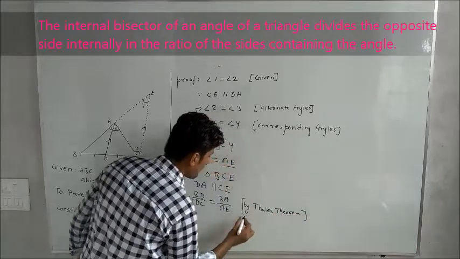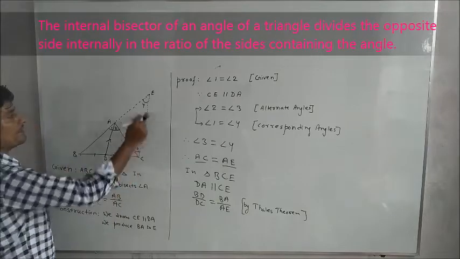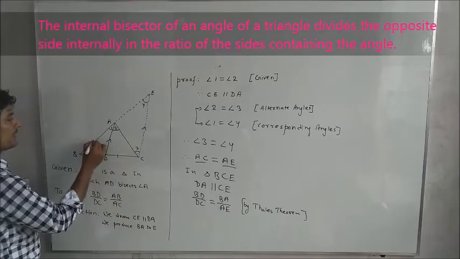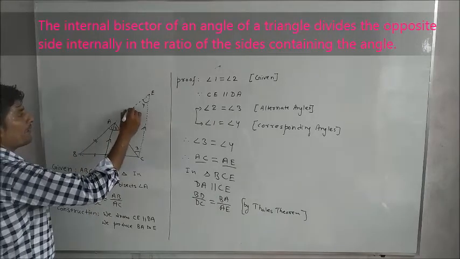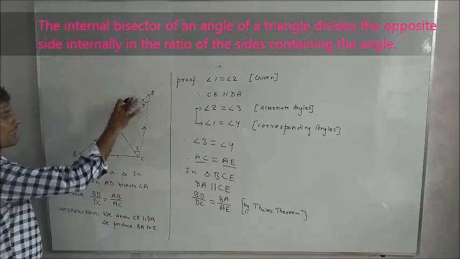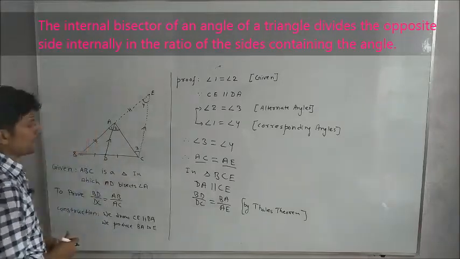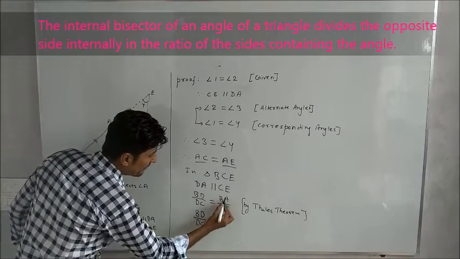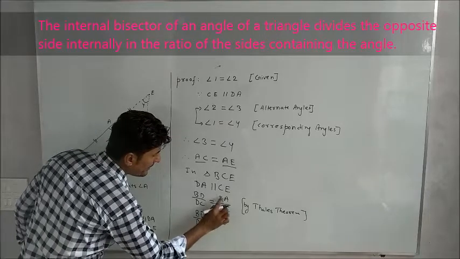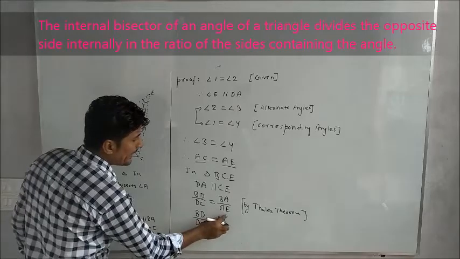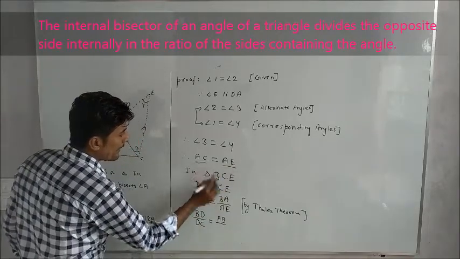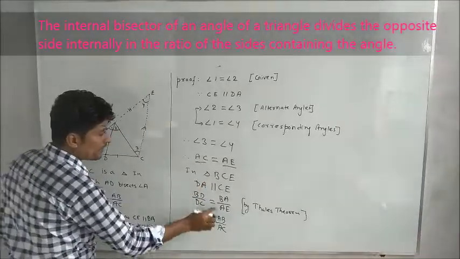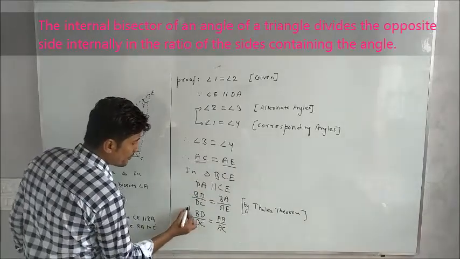So we have to mention here, again I am repeating: in triangle BCE, since DA is parallel to CE, hence BD upon DC is equal to BA upon AE. The ratio of these two sides are equal according to Thales theorem. Now, BD and DC will be as they are, no change. BA or AB, either we can write; both represent the same thing. Now, in place of AE, we can write AC, because I have already proved AE is equal to AC. So this is proved.